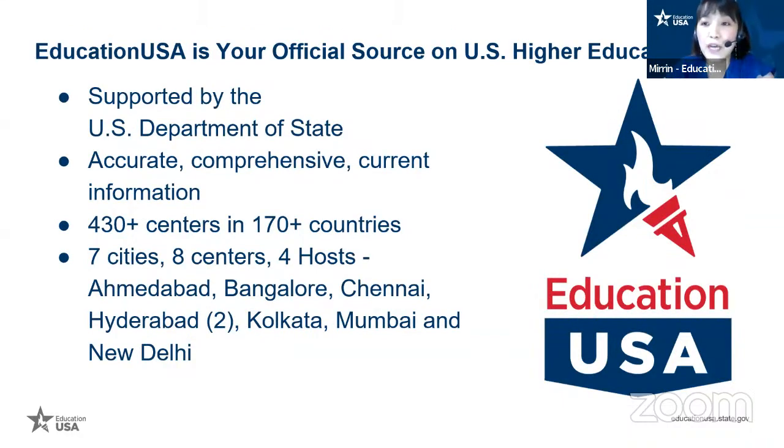Before we dive into the main part of the presentation, I'd just like to give a quick overview on Education USA for those who are not aware about the organization and the program. So Education USA is the official source on US higher education. And the reason why we are the official source is because we are a program that is supported and funded by the US Department of State. Our mandate is to provide accurate, comprehensive, and current information. We have a very wide network of over 430 centers in over 170 countries. And in India, we have 8 centers in 7 cities, which is managed by 4 hosts.